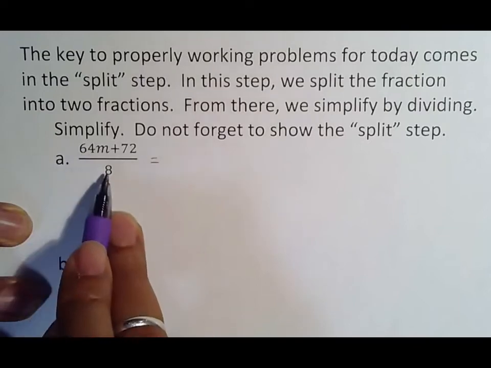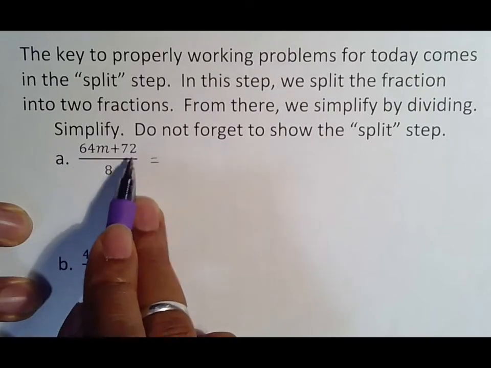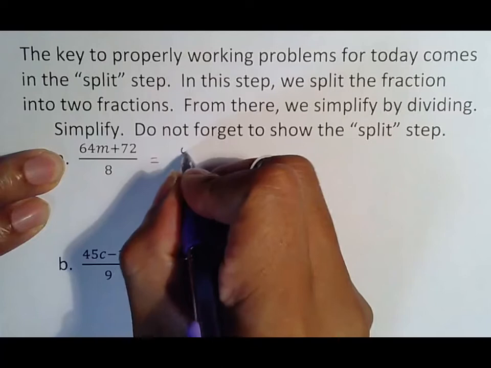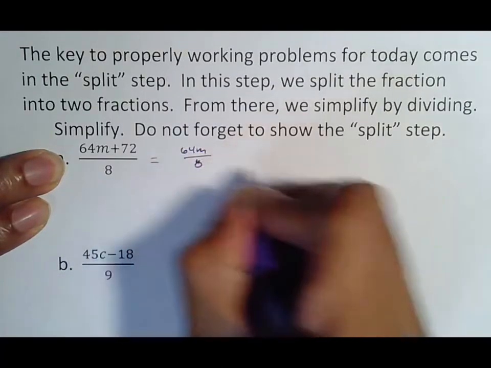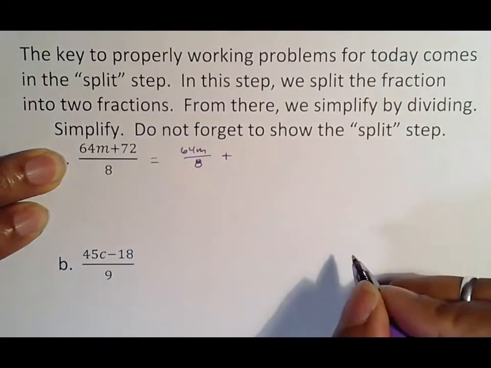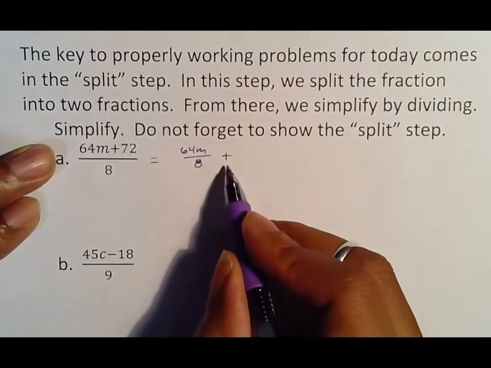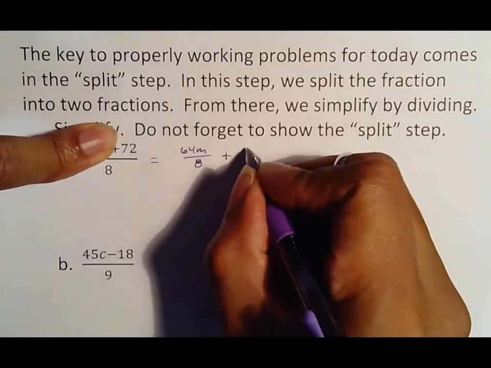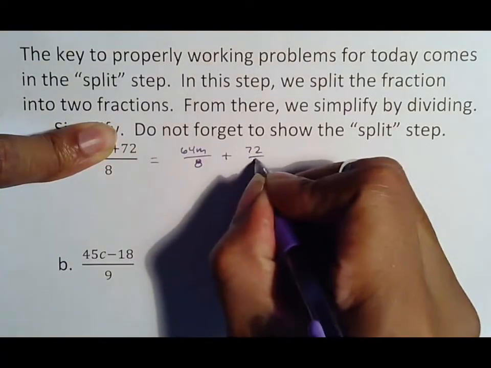So we are going to split this fraction first into 2 fractions. The first fraction is going to be 64m over 8. Now I need you to remember from our distributive property that we will always use a plus sign. Always connect with a plus sign. And then the other thing is going to be 72 over 8.